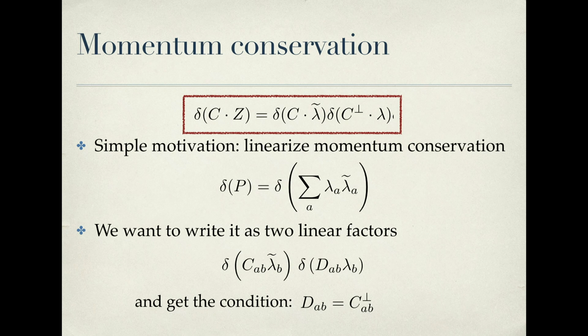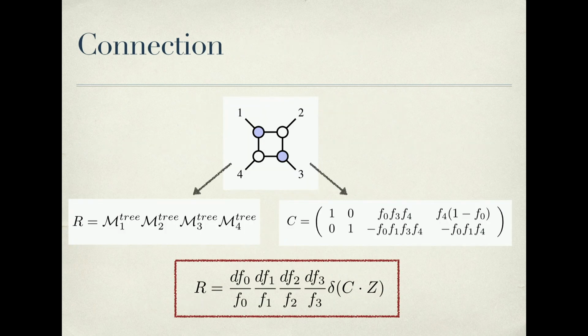So these conditions mean some linear relations between lambda and linear relations between lambda tilde. So they should reproduce the quadratic conditions between lambda and lambda tilde together. And in order to reproduce that condition, I get even a constraint that this matrix D of coefficients should be C perp, where C is the matrix of coefficients here.